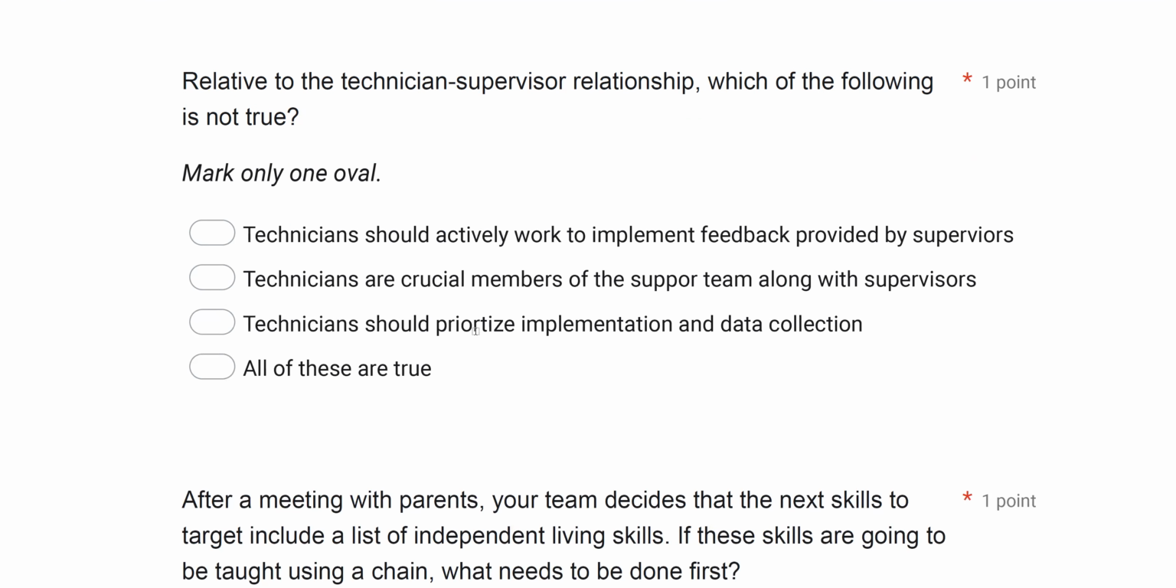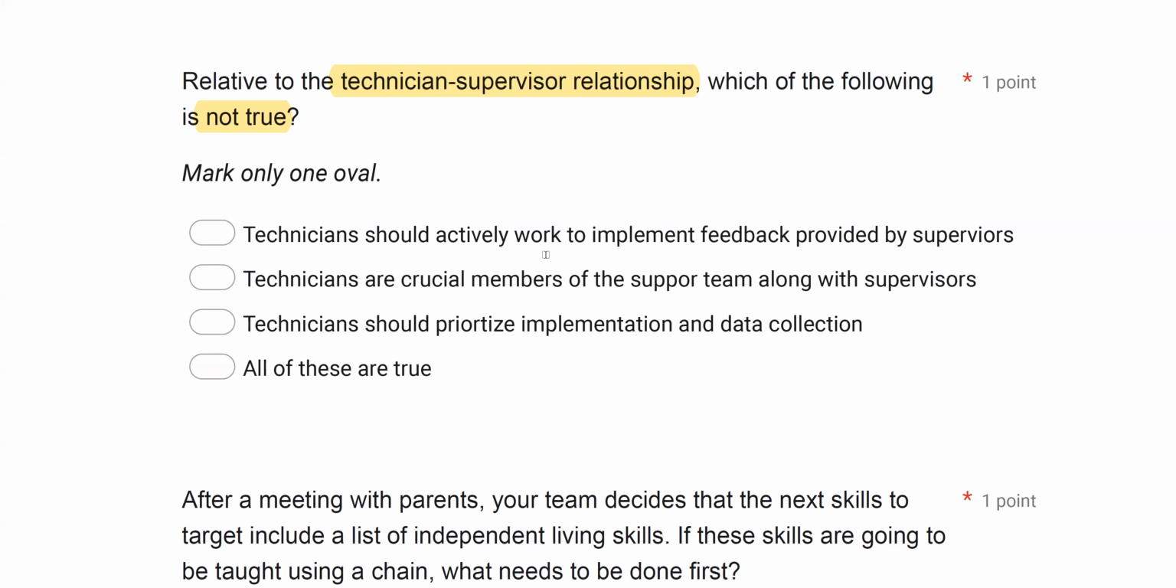Relative to the technician-supervisor relationship, which of the following is not true? So let's think about our technician-supervisor relationship. That's you and your BCBA, your supervisor, whoever's involved. Which of the following is not true? So what is not true about that relationship?